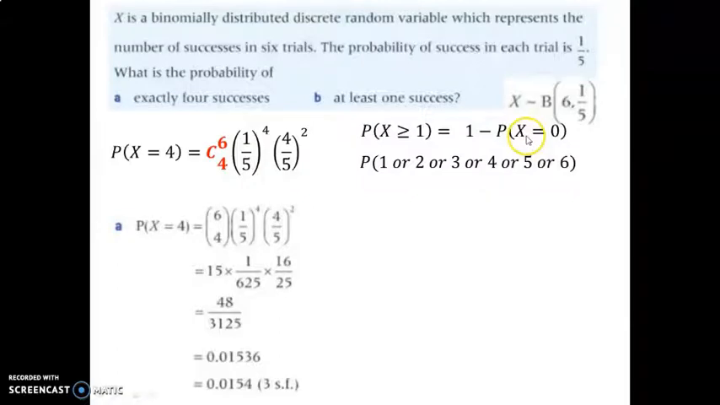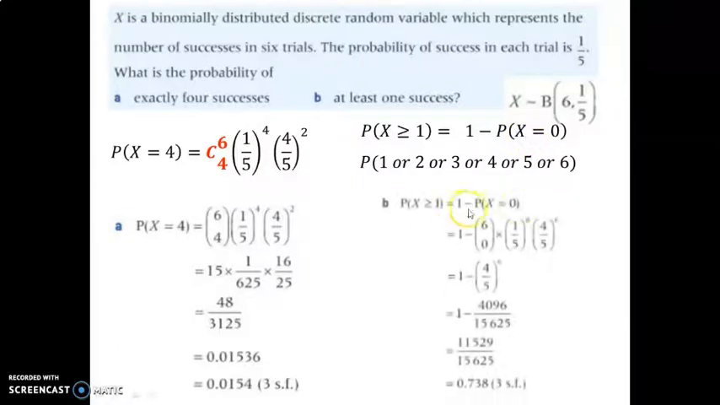1 minus this. Okay, let's check our work. So 1 minus that probability. Here's that probability. 6 trials. We want 0 outcomes to be a success. So here 1/5 to the 0 power, because along that path we have 0 successes and 6 failures, and we get to this final answer when we subtract from 1. Okay, great job if you came up with that.